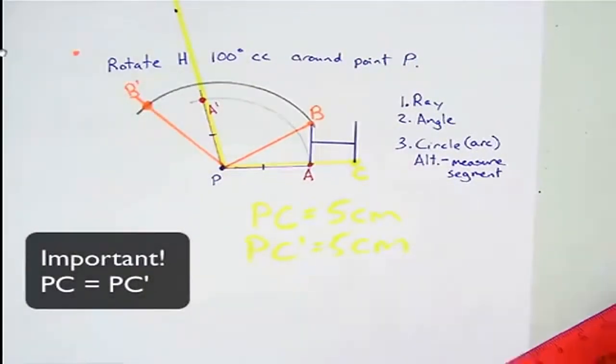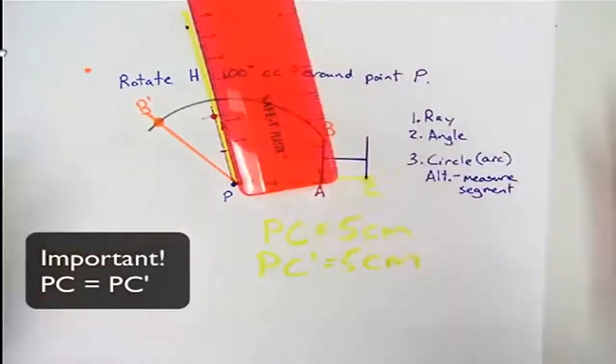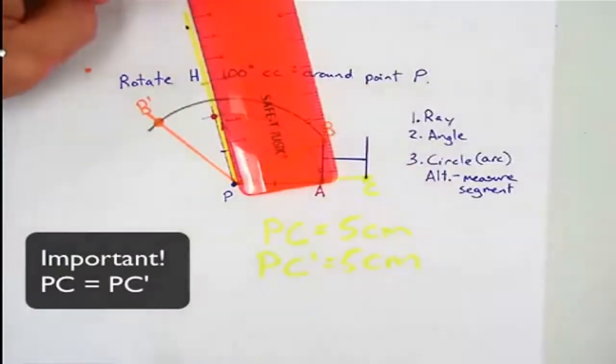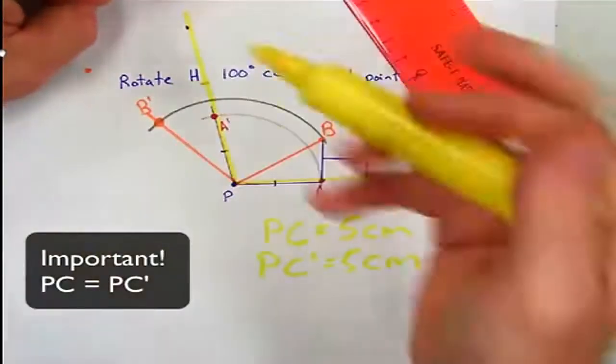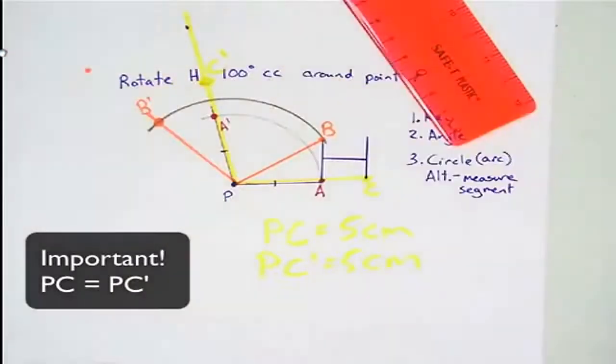So you could just measure PC prime out 5 centimeters, like so, and then put your point there. Okay. You guys see that yellow? Okay. It'll work.